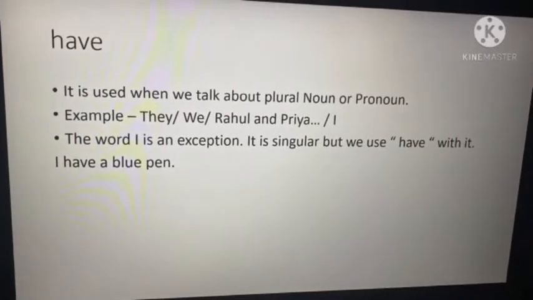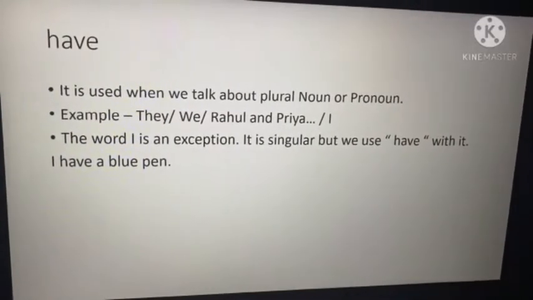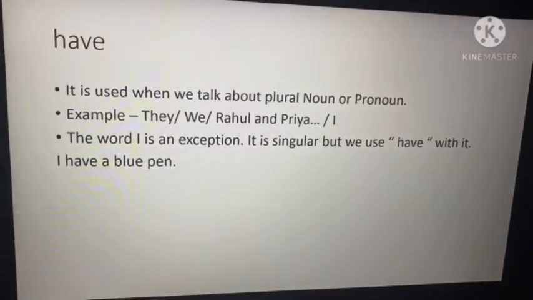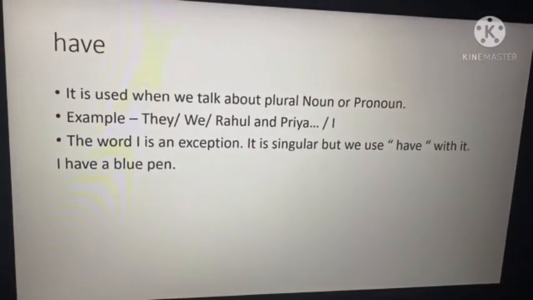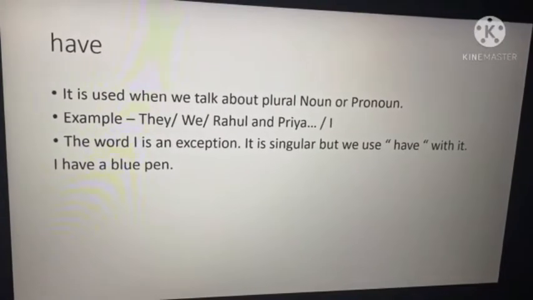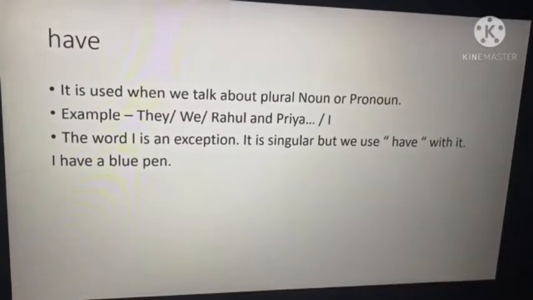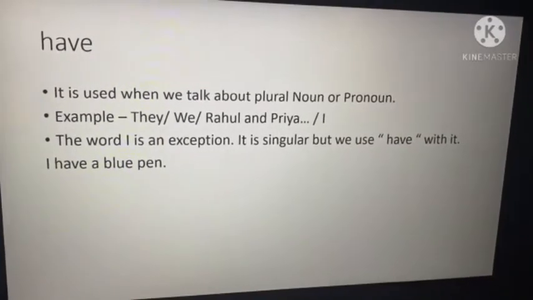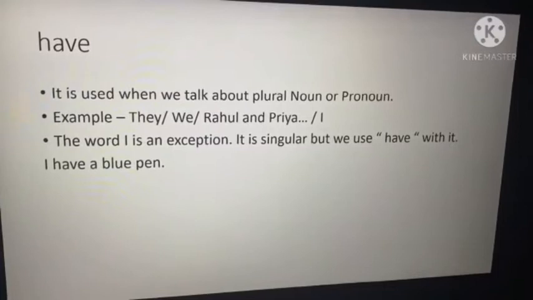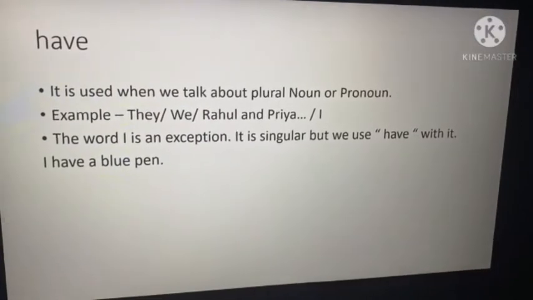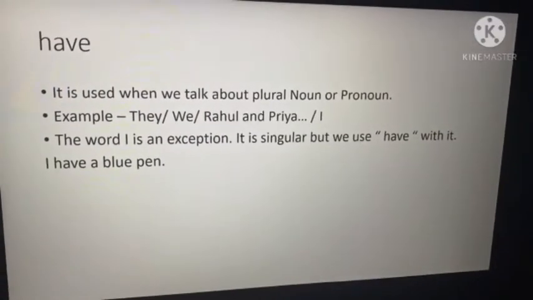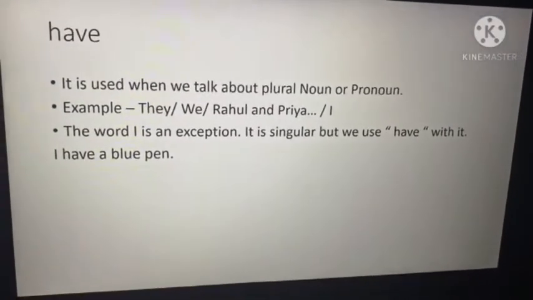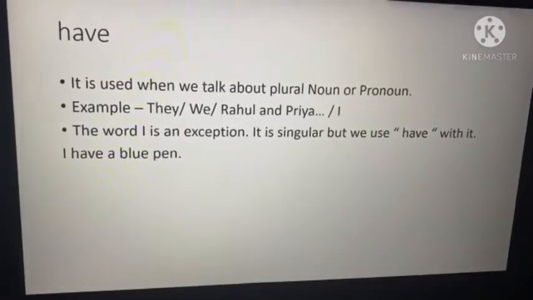Have is used when we talk about a plural noun or pronoun. For example, they, we, or when we take two people together like Rahul and Priya. And it is also used with I. Now children, the word I is an exception. It is singular only, but we use have with it. It has a special quality. That is why we use the term have with I. For example, I have a blue pen.